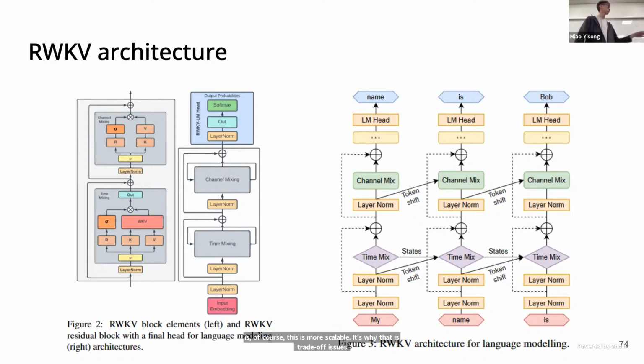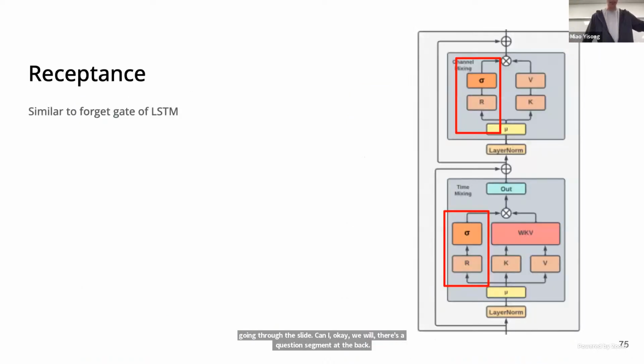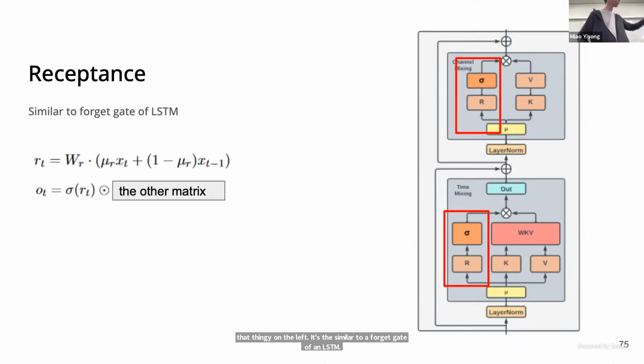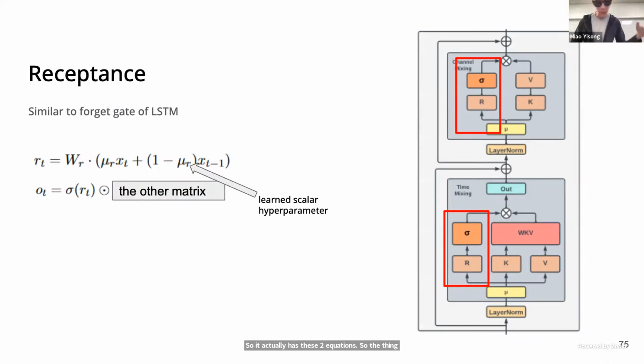But the RWKV architecture looks something like this. The R stands for receptance. It's that thingy on the left. It's similar to the forget gate of an LSTM. So it actually has these two equations. The thing over there means the other matrix, the one on the right, which will be multiplied by the output of this R. And the mu R, subscript R, is a learned scalar hyperparameter, which in the paper they call a linear interpolation of the previous state and the current state.